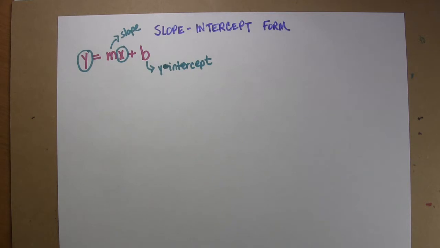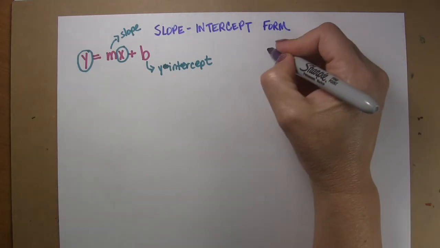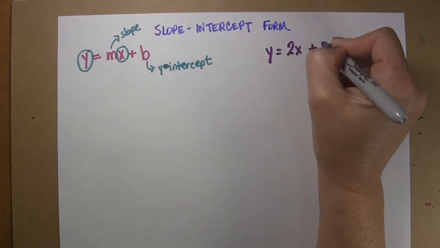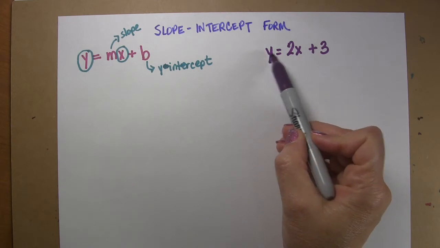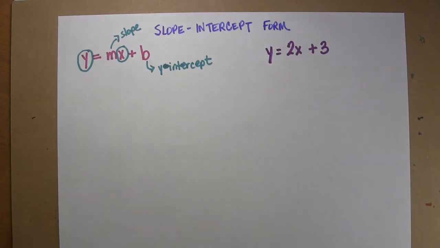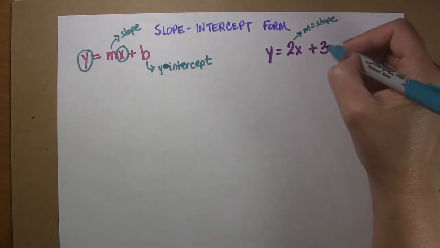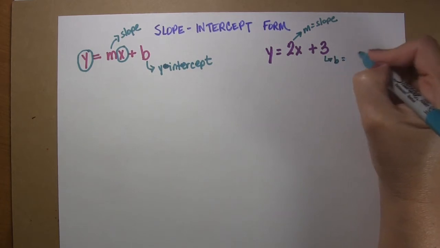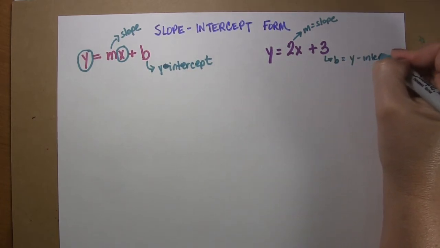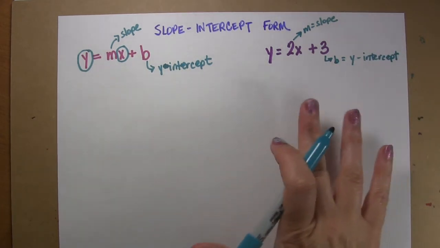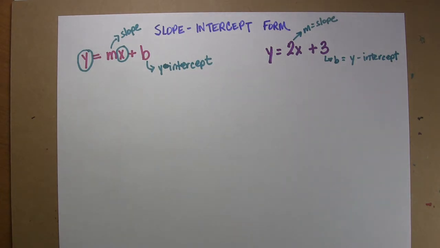So let's take a look at an actual equation. If I gave you this equation, y equals 2x plus 3, then here would be your y value, here would be your x value, your 2, this is your m, which equals your slope, and this 3 is your b, which equals your y-intercept. Okay, so I just want to make sure that you understand what these numbers mean.